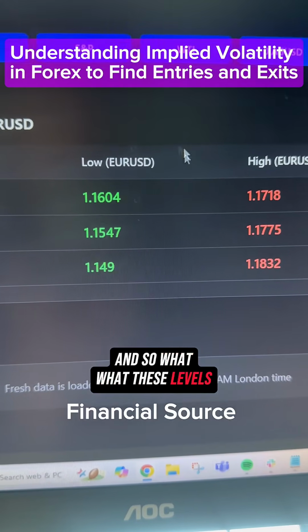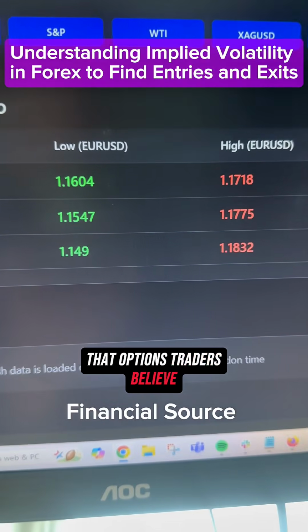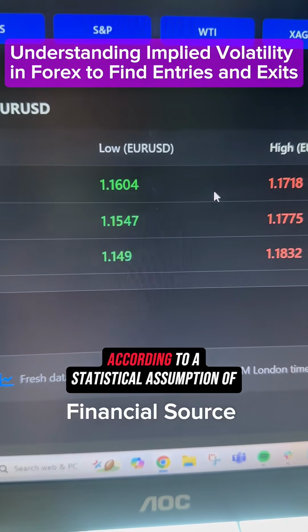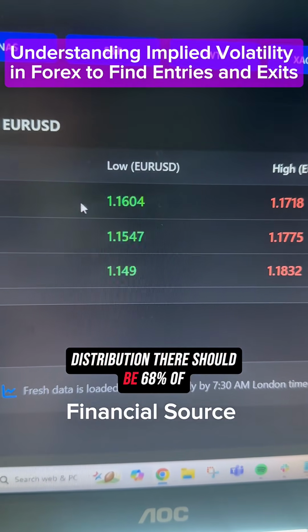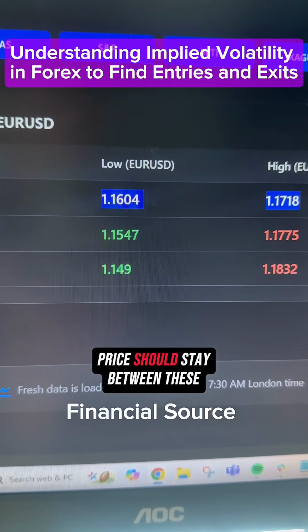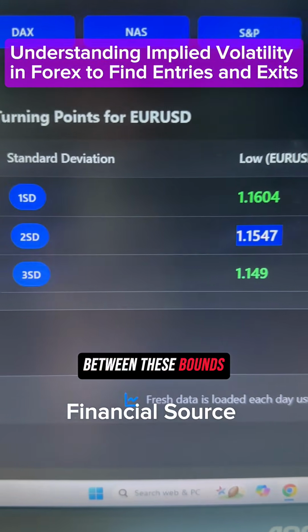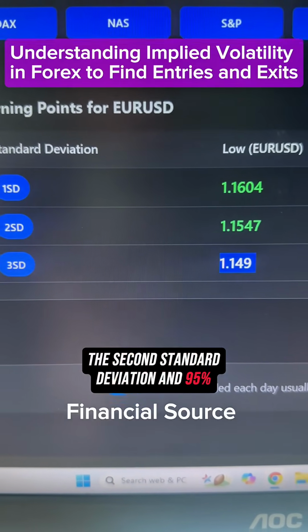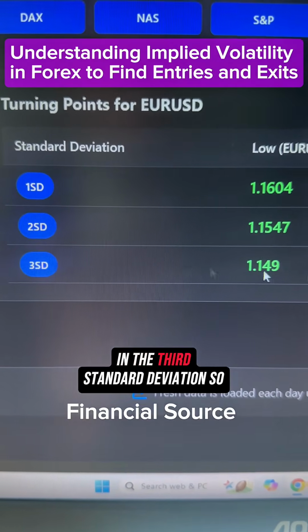And so what these levels are telling you is these are the turning points that options traders believe. First standard deviation, according to a statistical assumption of normal distribution, there should be 68% of the time price should stay between these bounds. 95% of the time between the second standard deviation bounds, and 99% of the time in the third standard deviation.